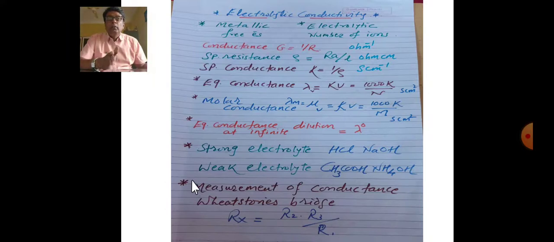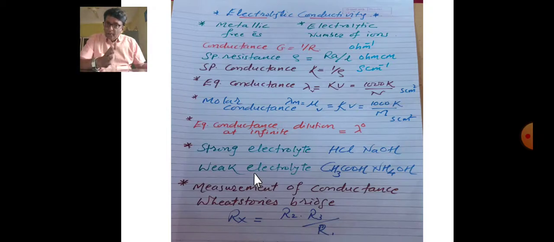Now we have already seen what is a strong electrolyte and what is a weak electrolyte. Electrolytes like HCl and NaOH are called strong electrolytes. In terms of conductance values, initially the values are very low, and they increase with dilution. The weak electrolytes, acetic acid and NH4OH, are called weak electrolytes because initially their values are high, and as dilution increases, their values decrease slowly. That is the main difference between a strong electrolyte and a weak electrolyte.